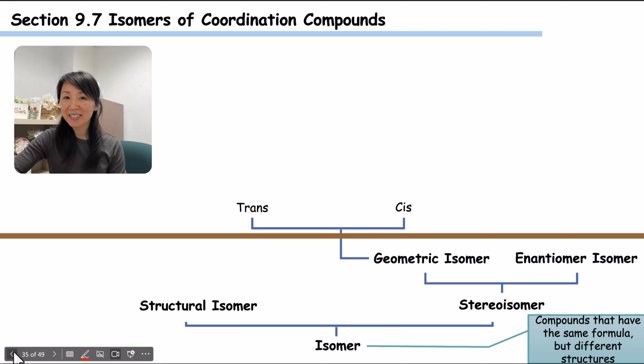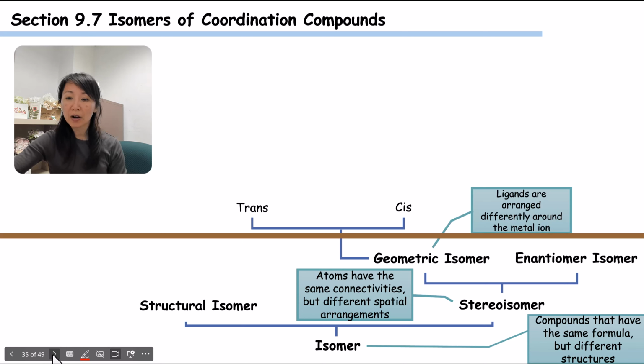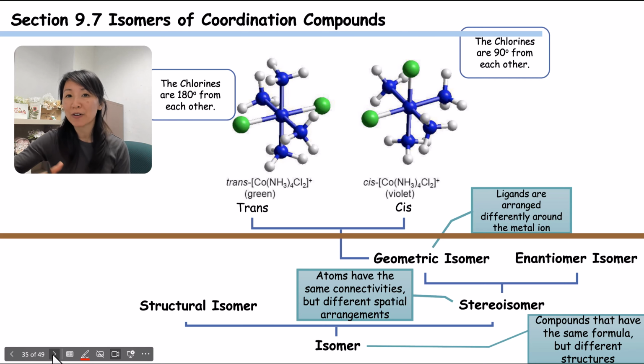So let's define stereoisomer first. Stereoisomers are compounds that have the same connectivities. They have the same connection with the central transition metal, but different spatial arrangements. So if, let's say, fluorine is on the right, and now all of a sudden fluorine is on the top, they have different spatial arrangements. Geometric isomers have ligands that are arranged differently around the metal ion, and in particular cis and trans is one type, and here's an image that could give you a better understanding.